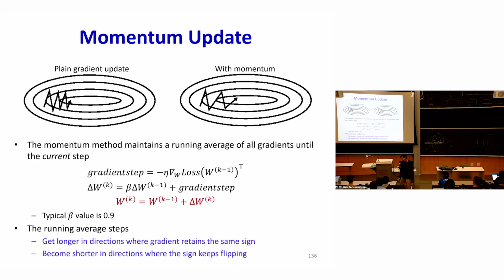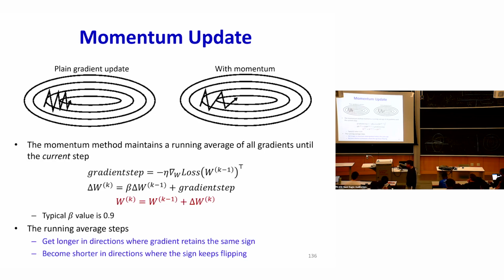Now, if my solution is bouncing around in one direction, then those components of the derivatives are going to keep changing direction. If it's going smoothly in the other direction, those components are going to keep the same direction. So if I maintain a running average of all of the gradients, not just the current gradient, then the directions in which I'm always progressing smoothly are going to get emphasized, and the directions in which the sign of the derivative keeps changing are going to get de-emphasized.